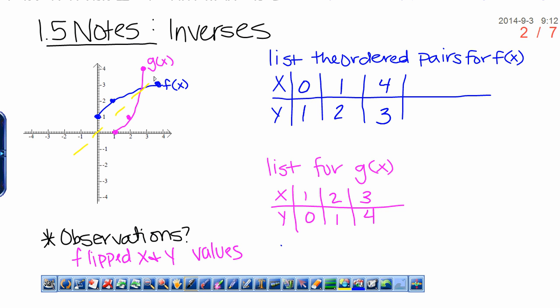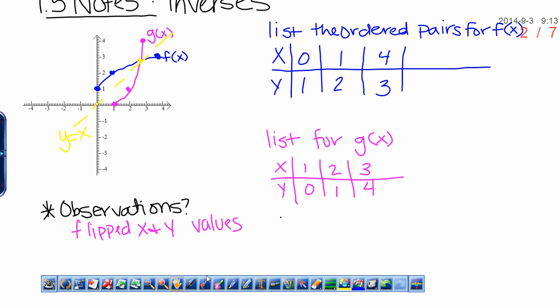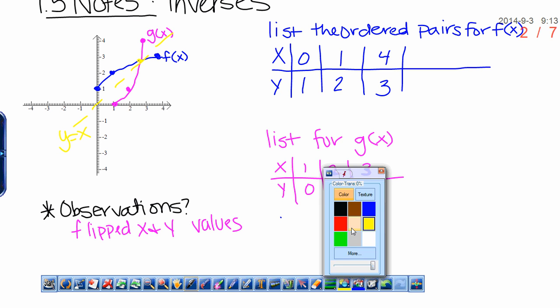So that means this point right here that they share has to be on the line y equals x, right? So it hasn't changed. So yeah, this is the line y equals x. And while my drawing is not perfect, hopefully you can visualize that if you folded over that line, you would be able to match up. Okay, so that's another way to talk about inverses, is a reflection over the line y equals x.